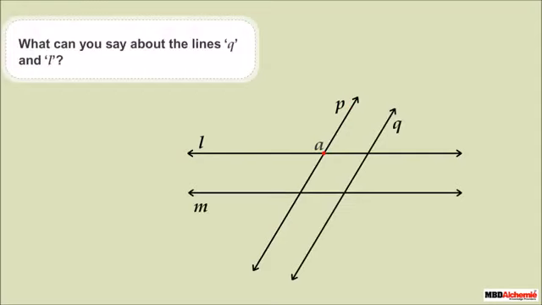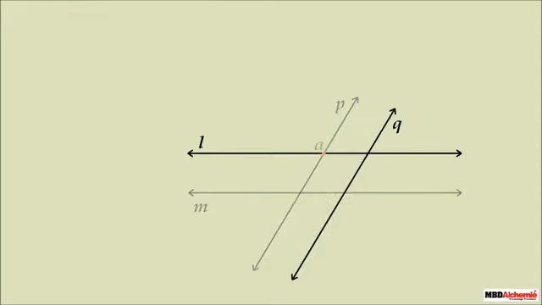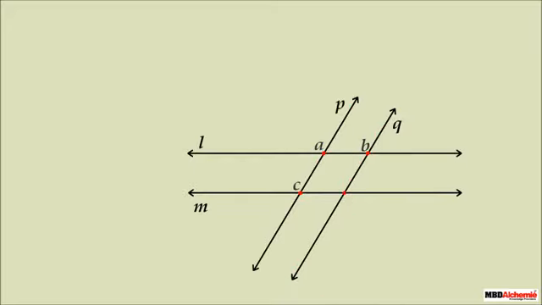Now what can you say about the lines Q and L? They are intersecting each other at a point, say B. Similarly, we can say that the line P intersects the line M at a point, say C, and Q intersects the line M at a point, say D.